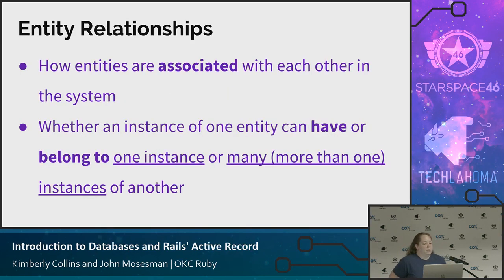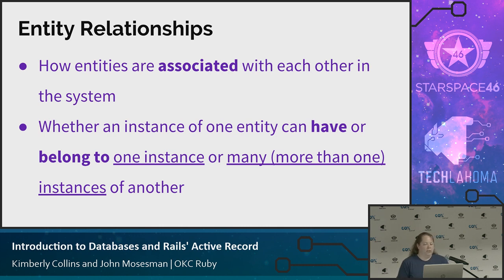So the main thing we're concerned about is the relationships between those entities. Once you define which entities we're talking about, you're going to start thinking about how they're associated with each other in the system. And this is the main point of your relational database. The question we're going to be asking ourselves over and over is whether an instance of one entity can have or belong to, and those are the words we're always going to be using, have or belong to, or be associated with one instance or more than one instance of another.